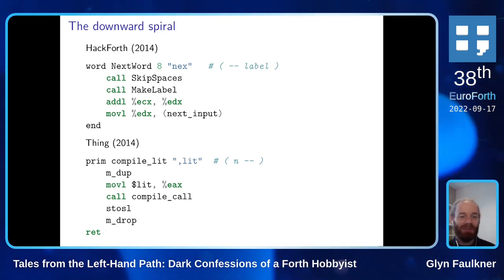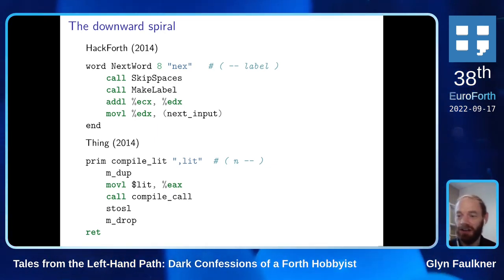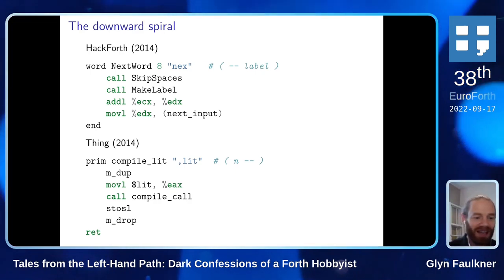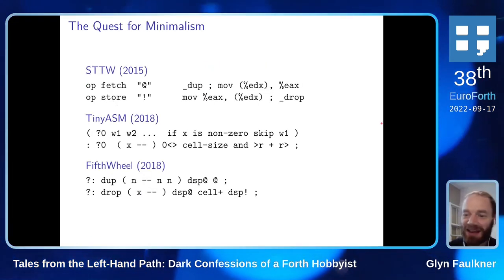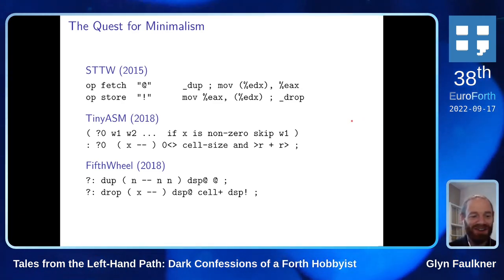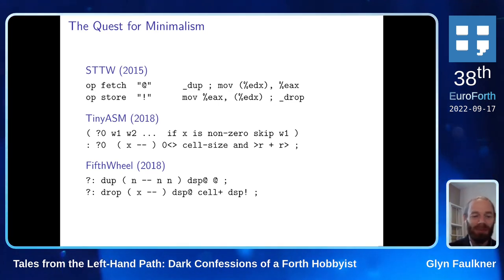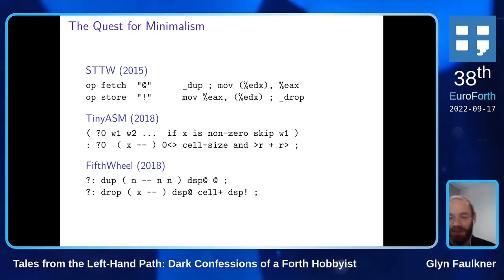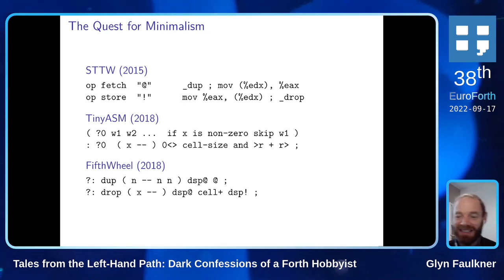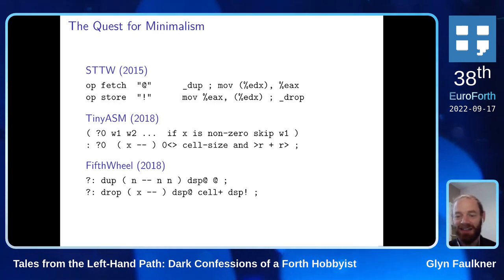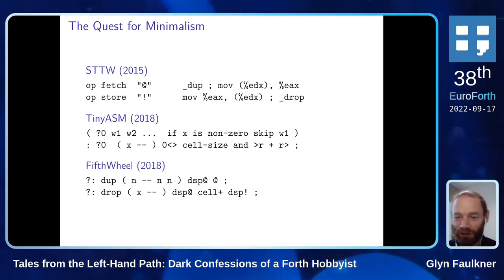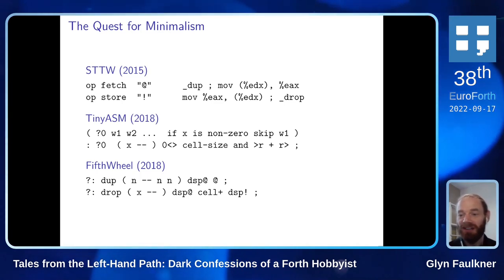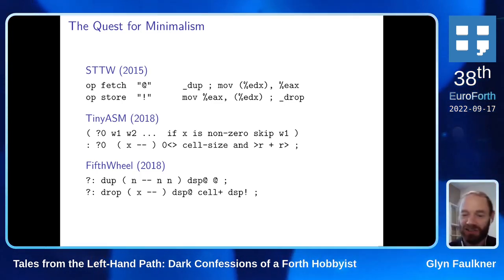And as I got deeper down this rabbit hole, having discovered ColorForth, I started experimenting with alternatives to ASCII for the source code. I started to get a bit obsessed, aiming for getting more and more minimalistic in my implementations. So fewer machine instructions, as you can see with the STTW at the top here, eliminating immediate words to simplify the language implementation, as with this rather obscure question mark zero conditional operator, which is just compiled as a normal forth word and conditionally skips the following instruction.